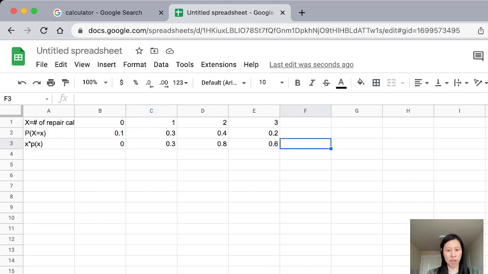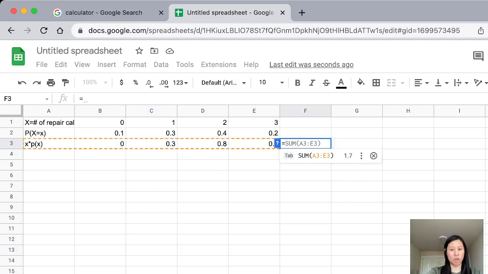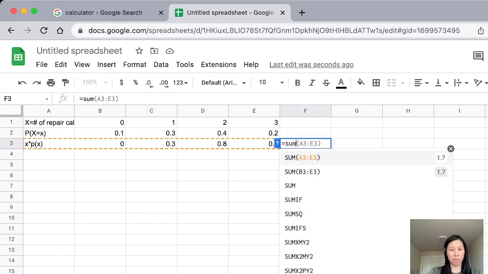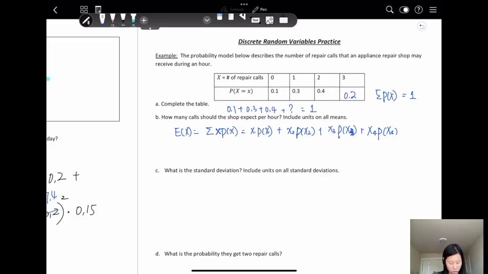Okay, so what's the expected value? Expected value is equal to the sum of all of the random variable times the probability of the random variable. So we need to calculate the sum. We have the sum function from A3 to U3, which is 1.7. So we write 1.7 onto our chart. So we're expecting 1.7 calls. You can write 2 calls if you want to round up to the whole number.